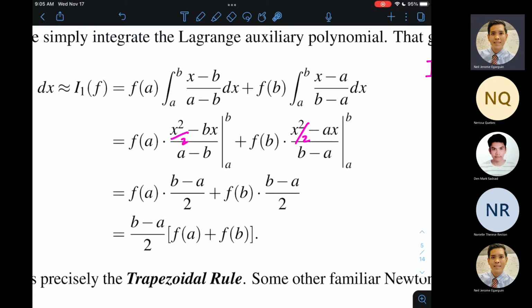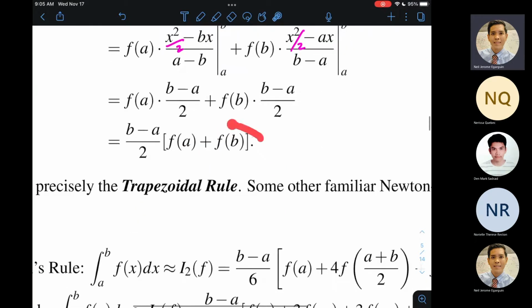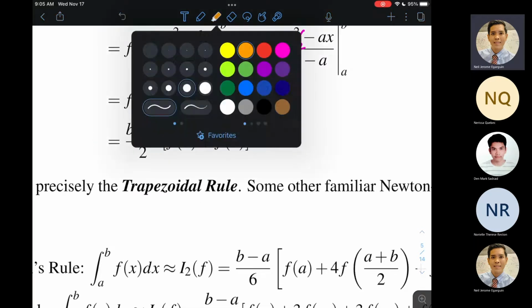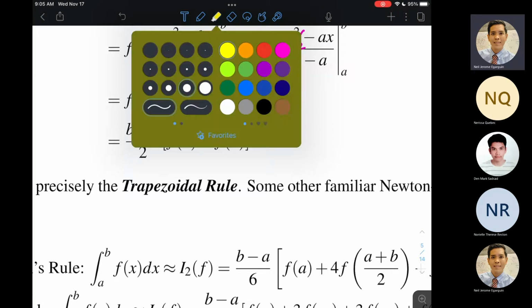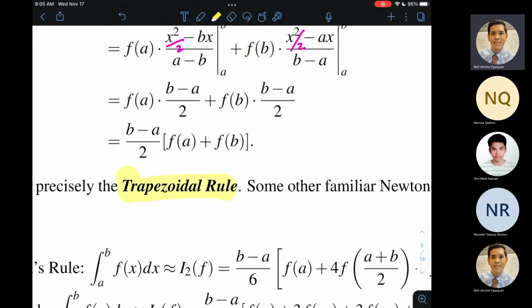Okay? And regrouping some of the factors, we get this guy, which is exactly the trapezoidal rule. And this is what we expected. Kasi graphically, ang nangyari lang naman, itong quadrature rule na ito ay nagko-compute ng area ng trapezoid. And indeed, this is the area of the trapezoid. Okay?